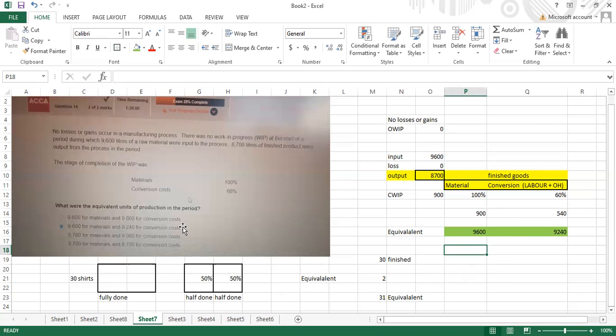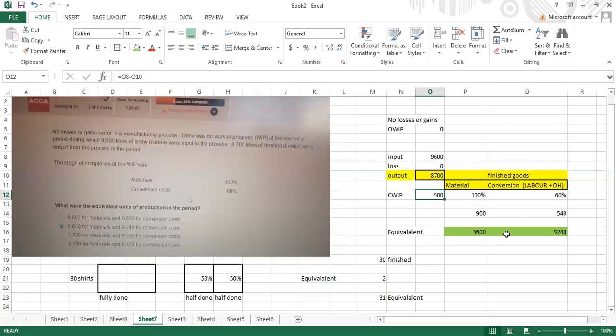It is asking about the equivalent unit. So how you are going to solve it, simply you will need to first calculate this one. When you get the closing work in progress, which is 900, from the material point of view it's 100%, so it will be the same, that is 900. From conversion it is 60%, so the answer would be 540.